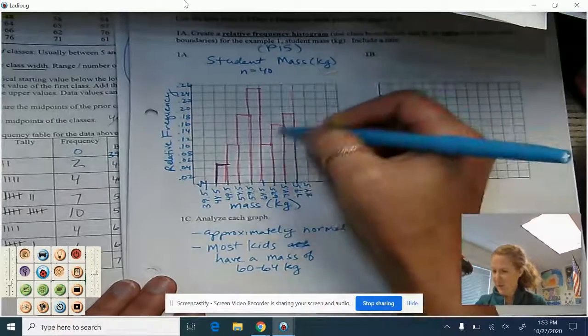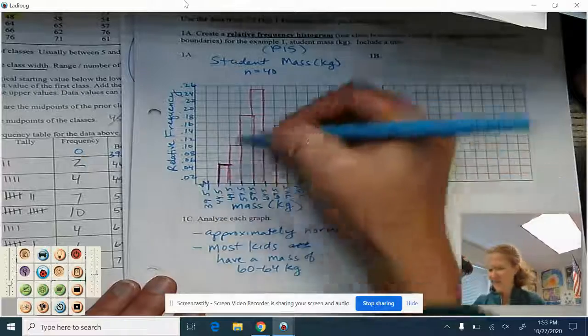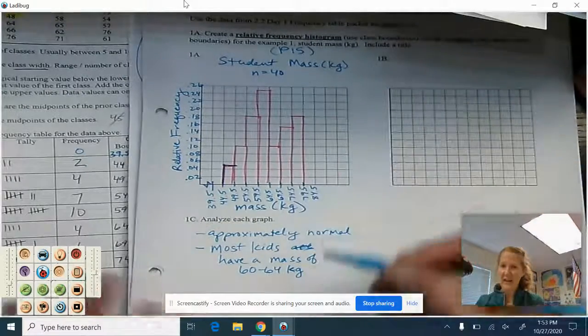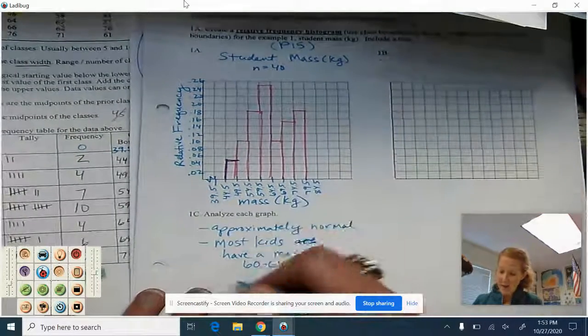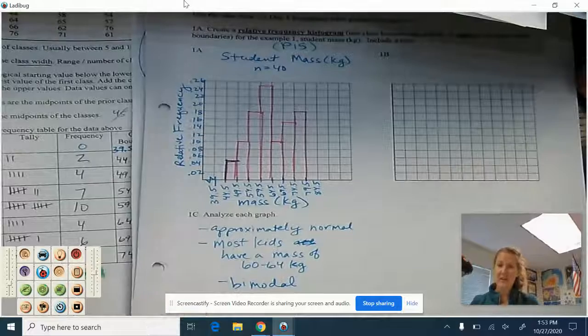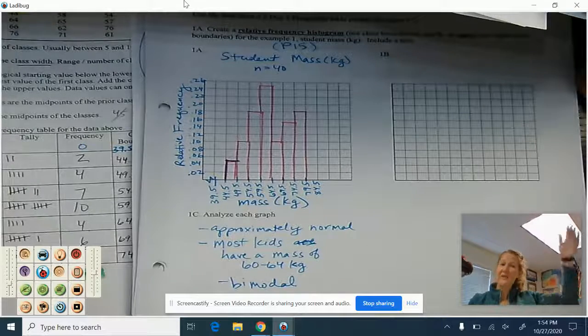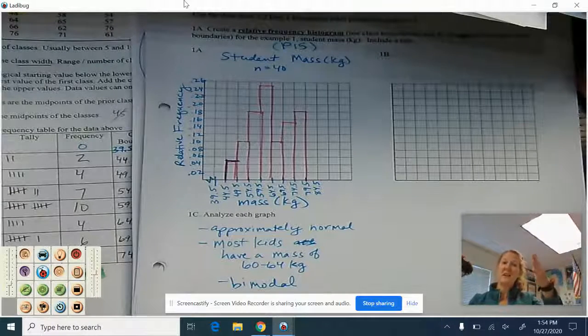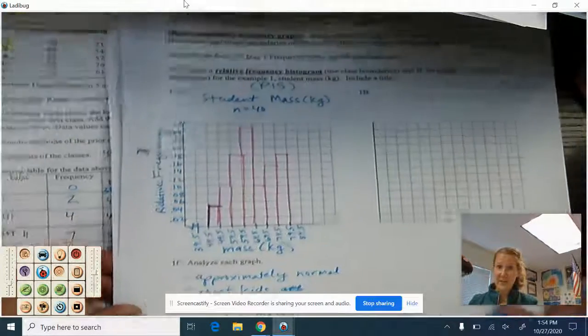It's approximately normal. I mean, you kind of have another hump over here. If you're connecting it, you can kind of make an argument that it's approximately normal. You might say that it's bimodal if you wanted, which makes a lot of sense because this is for all students. You have male students and female students, and typically speaking, the male students are going to have a larger body mass than the female students on average. Okay, so that is a relative frequency histogram.